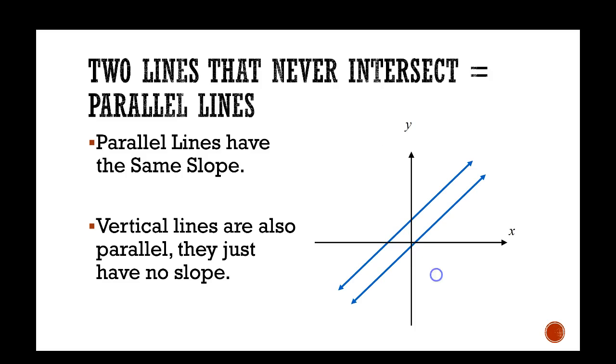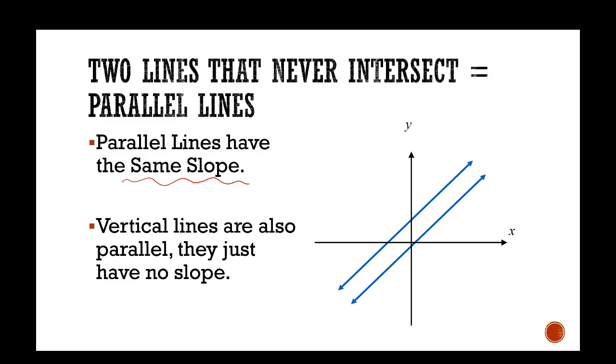All right, let's look at parallel lines. Parallel lines are like railroad tracks. They never intersect. So if I have two lines that are parallel, they're going to have the same slope. And that makes sense because if this top line was not the same slope, eventually they would cross. So the slopes have to be the same.